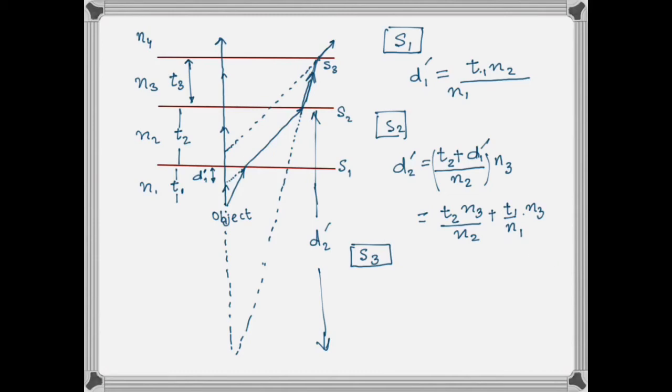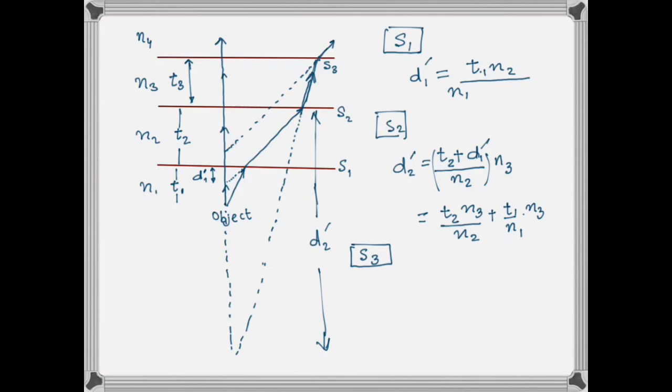If you note, the light has passed T1 and T2 by now. And now the formula is T1 by N1 into N3 plus T2 by N2 into N3. If you separate this N3, light has passed T1 and T2, so we have the term T1 by N1 plus T2 by N2, and since light is now in N3 medium, N3 is multiplied. So there is a pattern you can see.